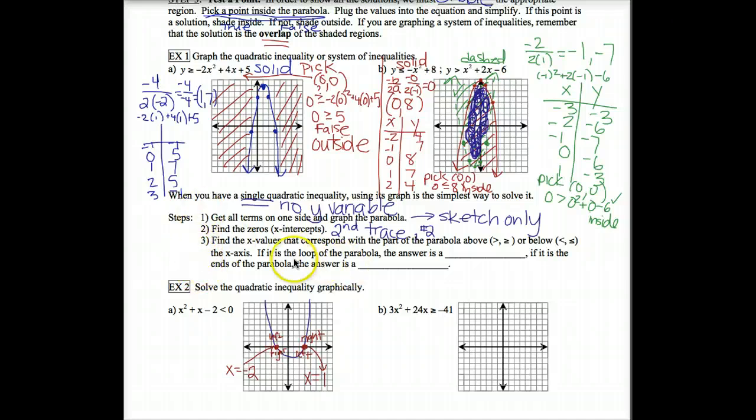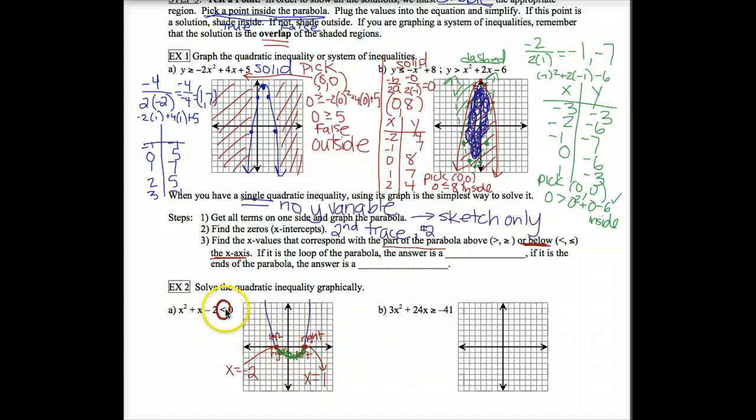So we are trying to find the x values that correspond with the part of the parabola that is above or below the x-axis. So I look at this symbol, and that tells me I want less than, which means I want the part of the parabola below the x-axis. So below the x-axis here, the part of the parabola that is there, if I can use a different color, would be this part right here. So it's the loop of the parabola that satisfies this inequality.